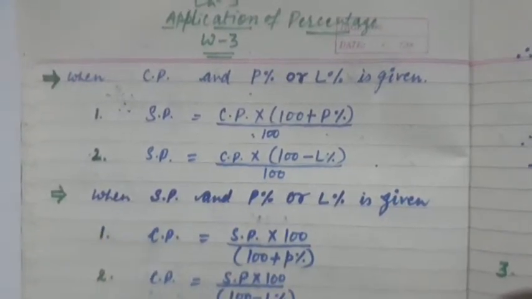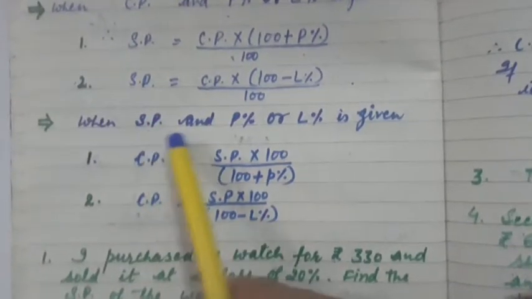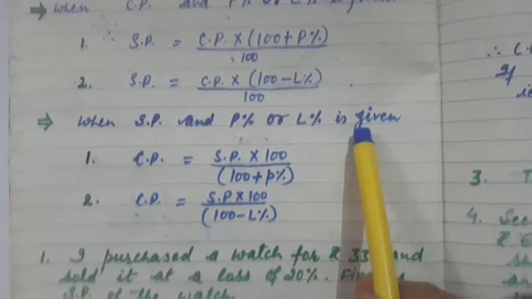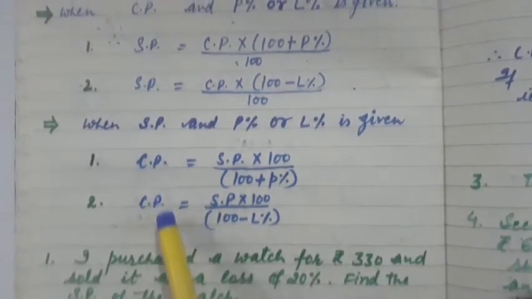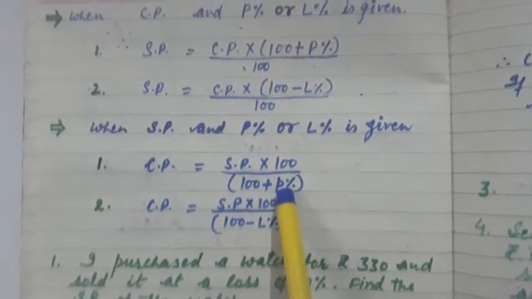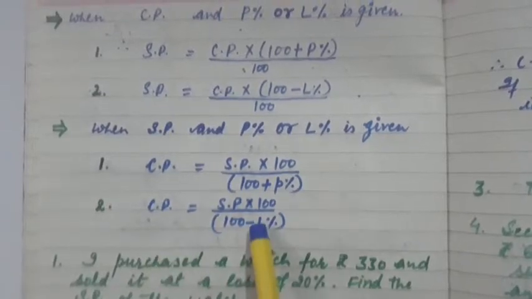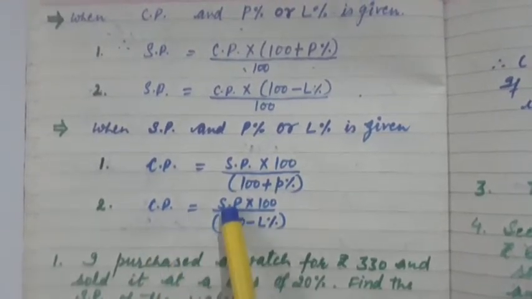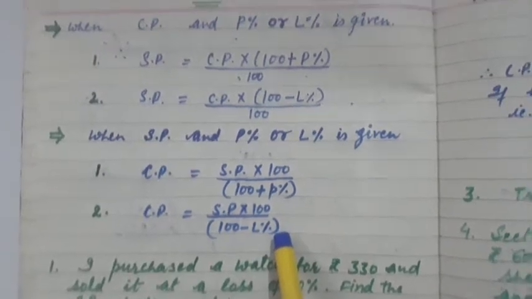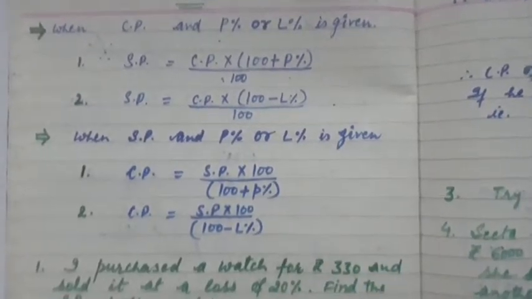The same formulas are there for CP. When SP is given and profit percent or loss percent is given, CP of the thing becomes equal to SP into 100 upon 100 plus profit percent. And when loss percent is given, CP is equal to SP into 100 upon 100 minus loss percent. So in this worksheet we will discuss only these four formulas.